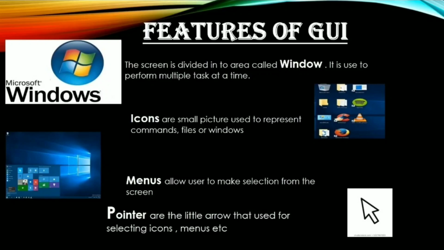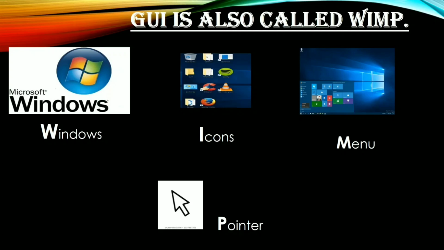And the last one is pointer. Pointer is the little arrow that is used for selecting icons, menus, etc. So with the help of windows, icons, menus, pointer, we can use the GUI very easily. Now, GUI is also called WIMP, which I have already told. Windows, icons, menus, pointer. W for windows, I for icons, M for menu, and P for pointer. These are the important parts of GUI. That's why GUI supports menu-driven applications.